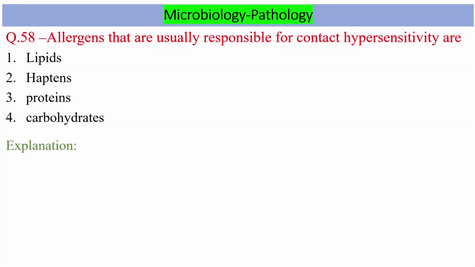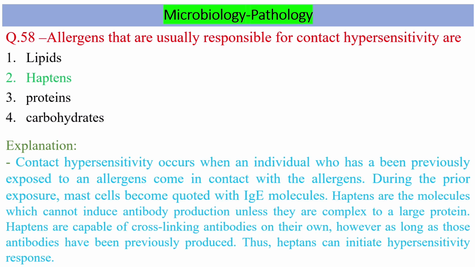Allergens that are usually responsible for contact hypersensitivity are: lipids, haptens, proteins, carbohydrates. Correct option is haptens. Contact hypersensitivity occurs when an individual who has been previously exposed to an allergen comes in contact with the allergen. During the prior exposure, mast cells become coated with immunoglobulin A molecules.